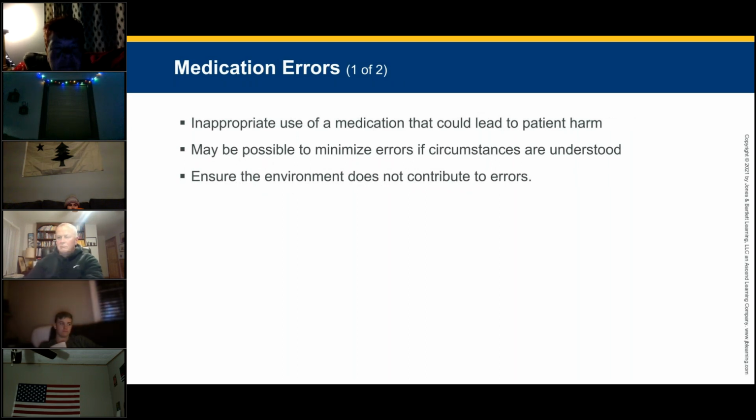So, a medication error is an inappropriate use of a medication that could lead to patient harm. And it's your responsibility to ensure that the environment doesn't contribute to the errors. Make sure you have good lighting, make sure your equipment is organized, limit any distractions as much as you can, and consider using cheat sheets to help you remember all the crucial steps of medication administration.